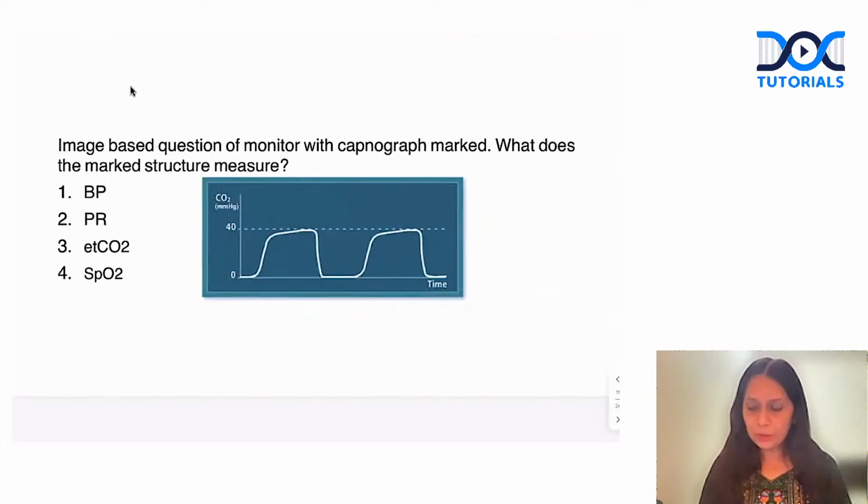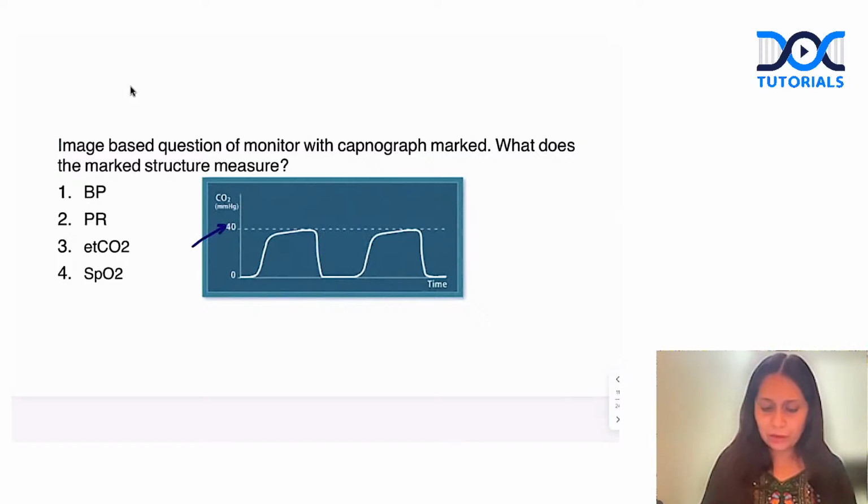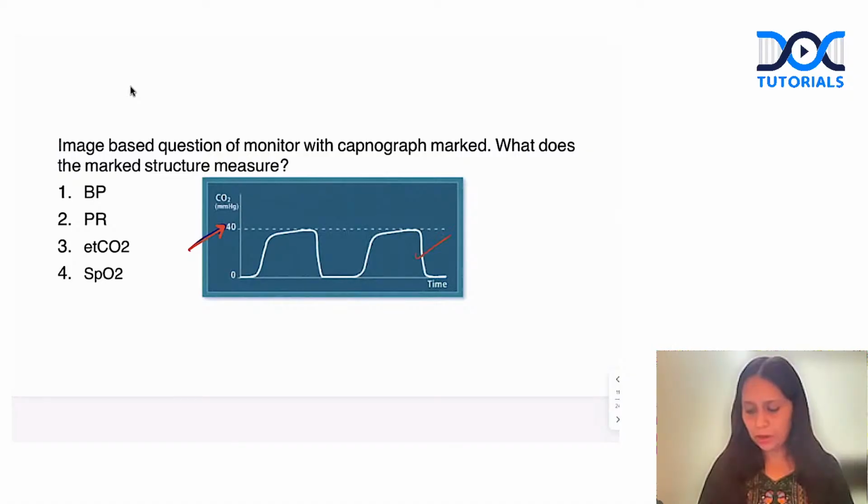Again, an image-based question. This image was given in the exam and there was a marking on the numerical value beside that image, right? And they asked, what is the marked structure measure? Okay. Now, this is a graph of capno, so you have to recognize the graph of capno. And what does it represent? I told you, it represents the end tidal carbon dioxide.